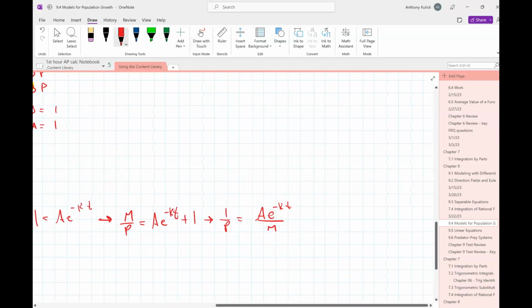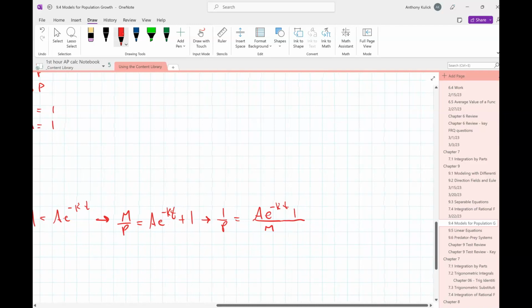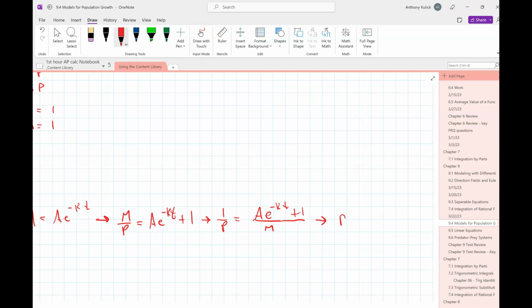And then we're going to have to, oops, flip. And it does it. That separates my P. I'll call this P of t or whatever. That's great. The only thing left to do would be to figure out what A is.